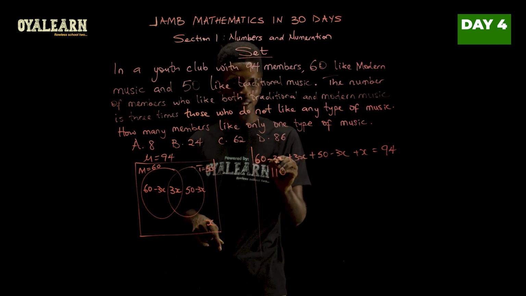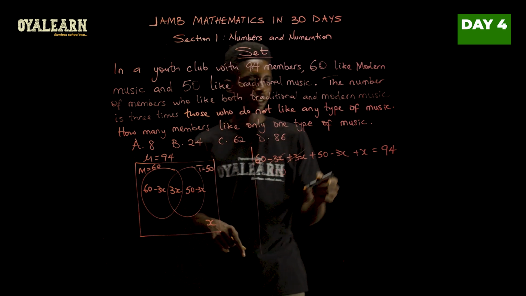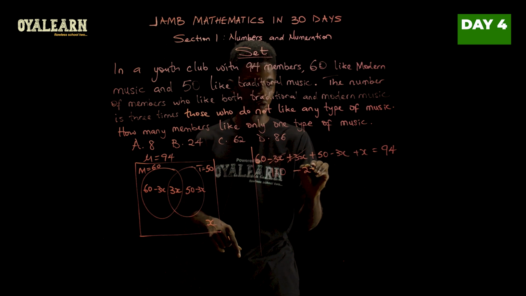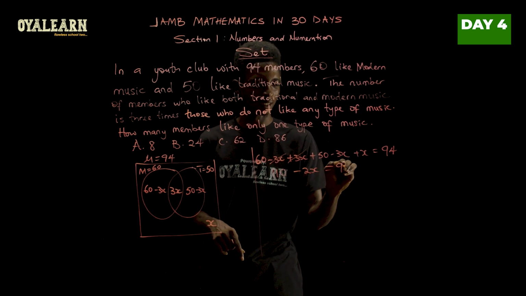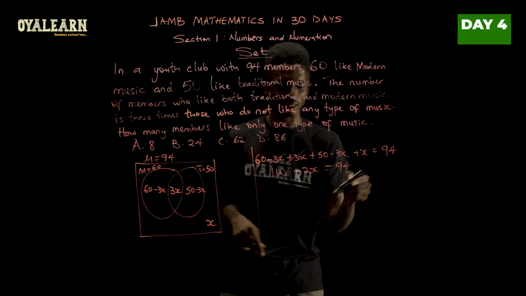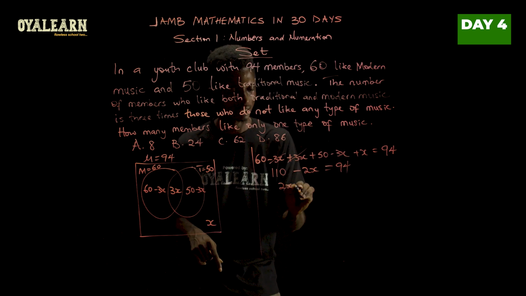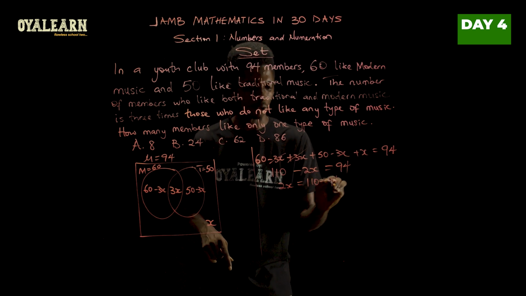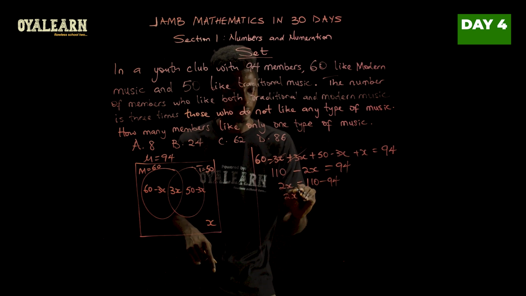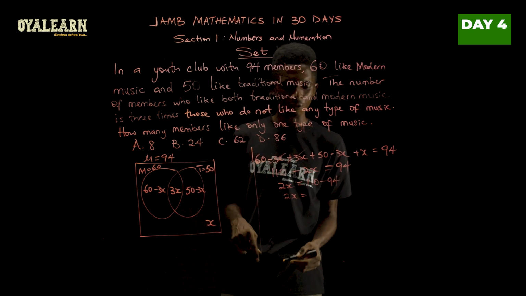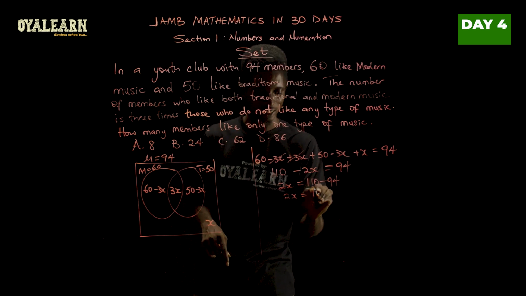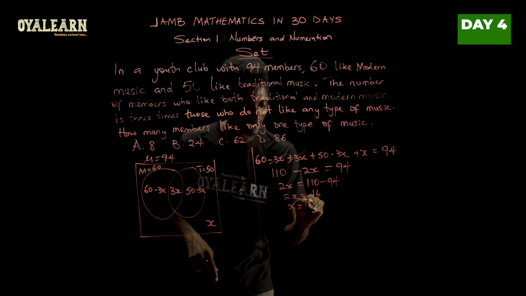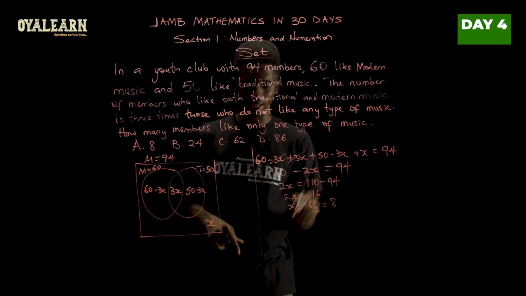Minus 3x plus 3x, that's 0. Now minus 3x plus x will give us minus 2x, and this equals 94. Now take this to the other side, and then we have 2x equals 110 minus 94. So 2x therefore becomes, the difference here is 16. So x becomes 16 divided by 2, which is 8.